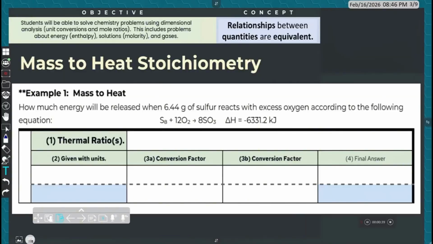In this video, we're going to look at mass to heat stoichiometry, where we are focusing on two-step conversions. By now, hopefully you've already done one-step conversions where you've learned how to use delta H as a conversion factor with a mole ratio. So now it's time to begin to convert using the conversion factors of both the thermal heat ratio and the molar mass.